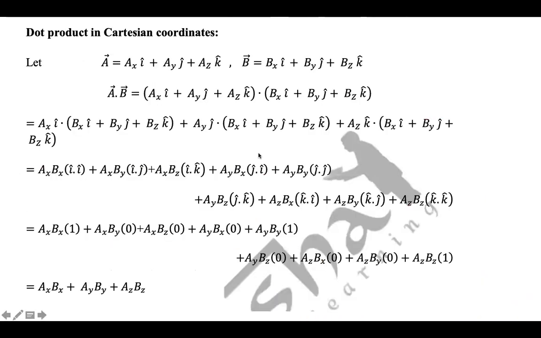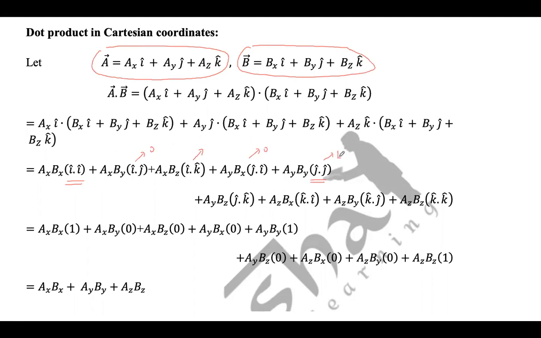Let's move to the next. Dot product in Cartesian coordinate. So when you have two vectors in Cartesian coordinate, let's say AXI, AYJ and AZK, another vector BXI, BYJ and BZK. When you are finding the dot product, you will find that when you multiply it, I dot I to 1 हो जायेगा, this becomes 0, this becomes 0, this is 0, and this again is equal to 1.